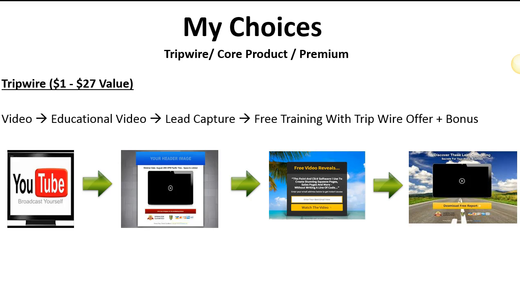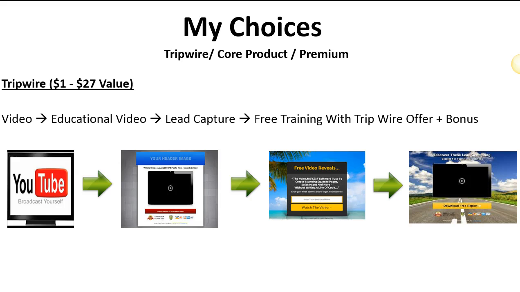So what I'll usually do is I'll do a video, and then I'll do an educational video explaining the benefits and the features of my product. I'll get a lead capture page to give them a bonus for viewing my free training with my tripwire offer, and usually my bonus is going to be geared toward maybe my website that you're on right now. It may be geared toward another offer, 5 or 6 offers that I do have as far as bonuses go.